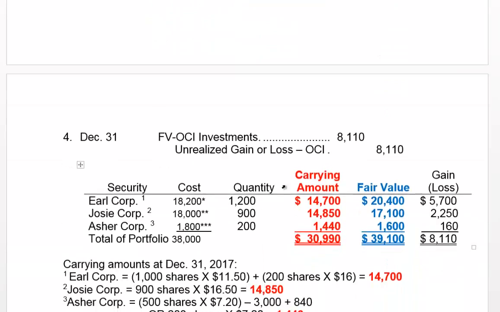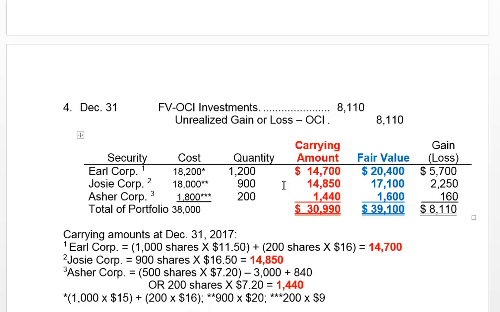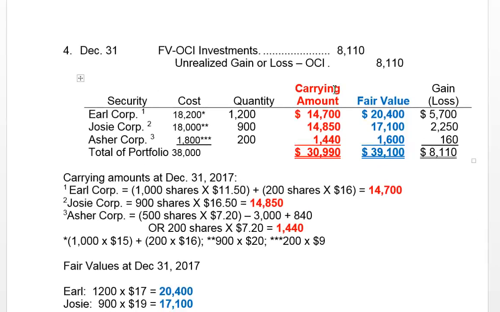Now what happened? On December the 31st, that's our year end, at the end of December 2017, now we have to adjust our portfolio from its current carrying value to its fair value. So we're seeing here the portfolio's gone up by $8,110, but let's see where we get the number. First of all, we have to compare our carrying amount to our fair value. Notice that I've got cost here, but I'm not going to use this at this point. I don't need to use the cost yet. I'll use it later, but I'm keeping it in here.